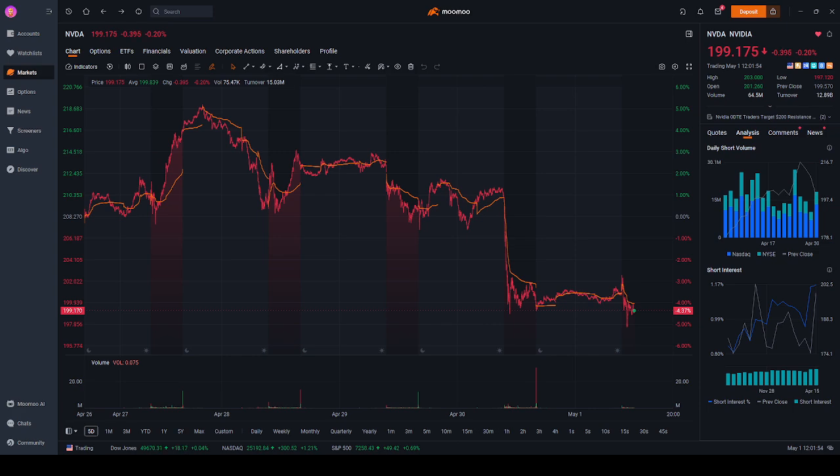By mastering how to identify support and resistance in Moomoo, you can enhance your trading strategy and improve your decision-making process.